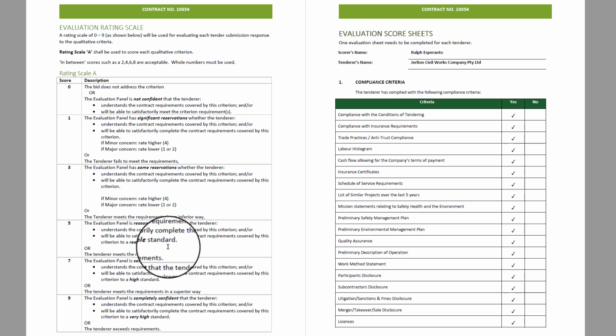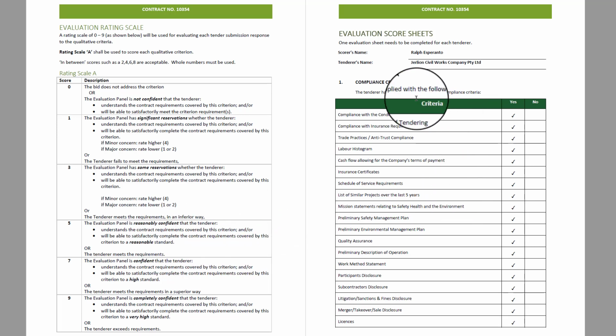A 9 out of 9 means that the evaluation panel is completely confident that you understand the requirements and that you'll do the work to a very high standard. In other words, you exceed the requirements, and that represents a safer, low-risk purchase for them and better value for money. So you're after a 9 out of 9.